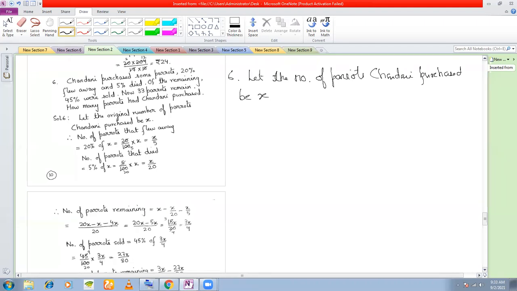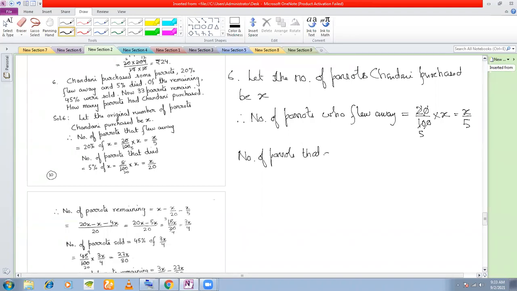Okay, so she originally purchased x number of parrots, and 20% flew away. Therefore, the number of parrots who flew away: 20% of the original number, right? 20% of x. So x by 5 parrots flew away. Okay. 5% died. So the number of parrots that died is 5 by 100 into x, x by 20 died.